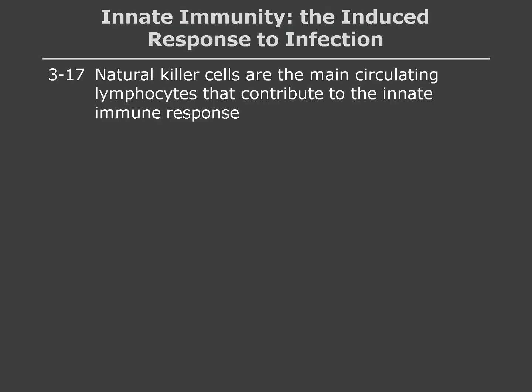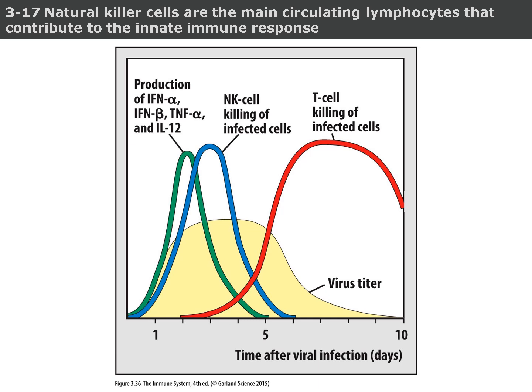Natural killer cells are the main circulating lymphocytes that contribute to the innate immune response. This figure illustrates the timeline of immune responses following a viral infection, highlighting the central role of natural killer cells as early responders. Shortly after infection begins, innate immune cells, such as dendritic cells and macrophages, produce key cytokines, including interferon alpha, interferon beta, tumor necrosis factor alpha, and interleukin 12.